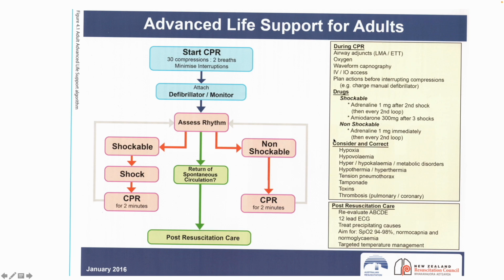While you're having the CPR, make sure that there's adequate IV access, and you take bloods for a gas to look for other causes. And you consider the 4H's and 4T's: hypoxia, hypovolemia, hypokalemia and other metabolic disorders, hypothermia and hyperthermia, tension pneumothorax, tamponade, toxins, and then thrombosis.